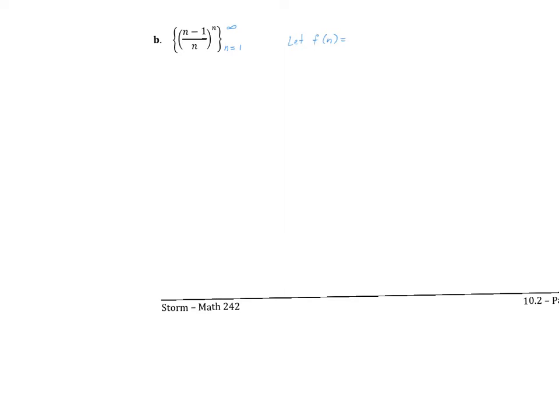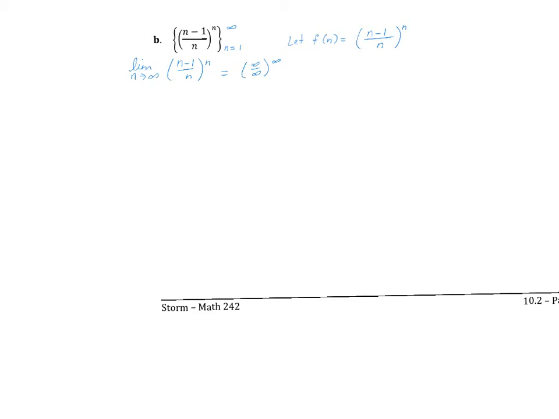Now this is going to be n minus 1 over n to the power of n. Now notice when I take the limit, as n goes to infinity, I'm going to have a problem. This is going to be infinity over infinity to the infinity power. I don't even know what that is. It's a bunch of indeterminate forms.